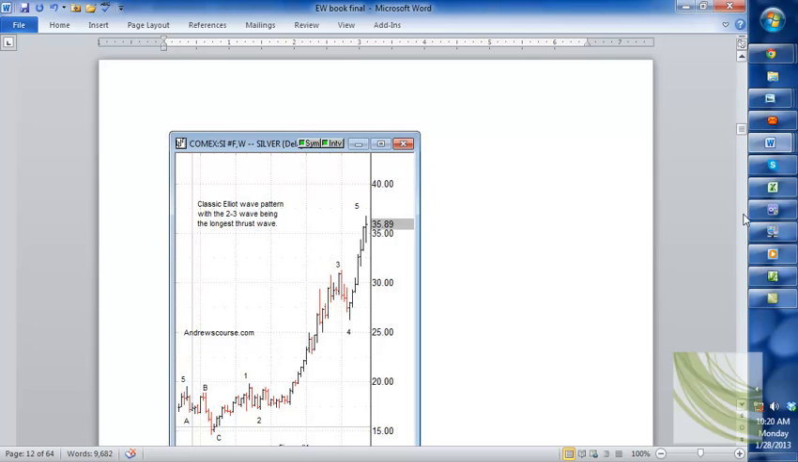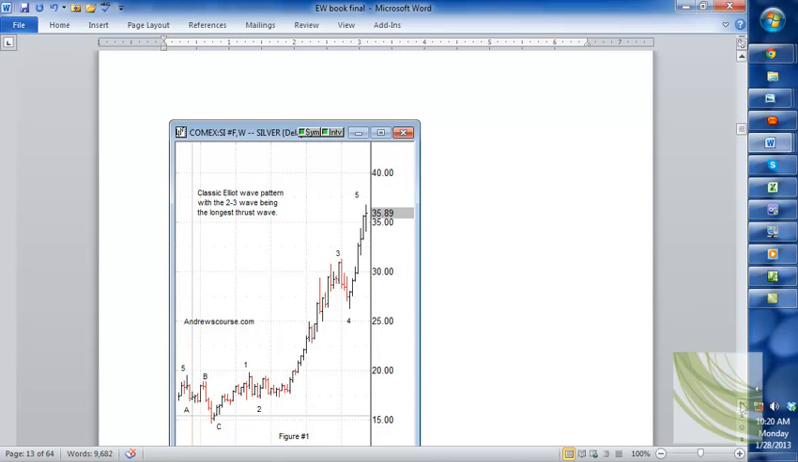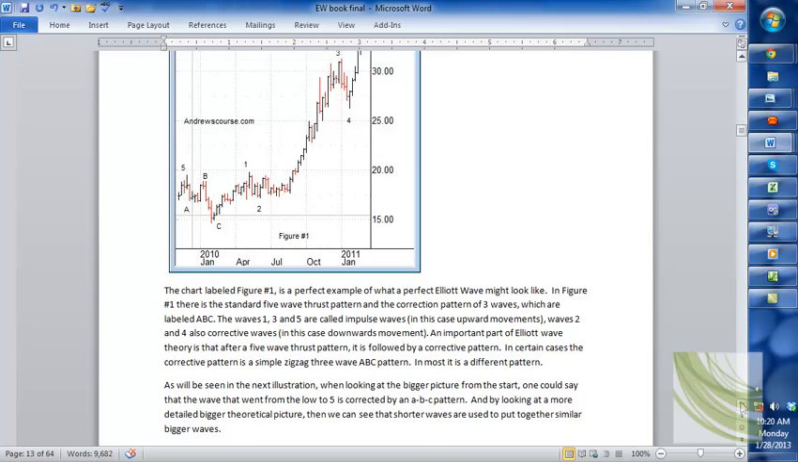Here's a nice example of this. Here's your ABC, and then 1, 2, 3, 4, 5. This was silver. As you can see, yeah, 5th wave was the longest.